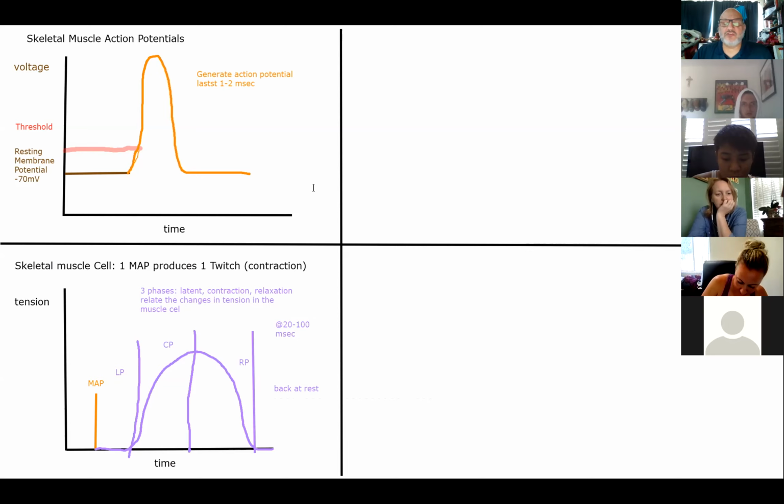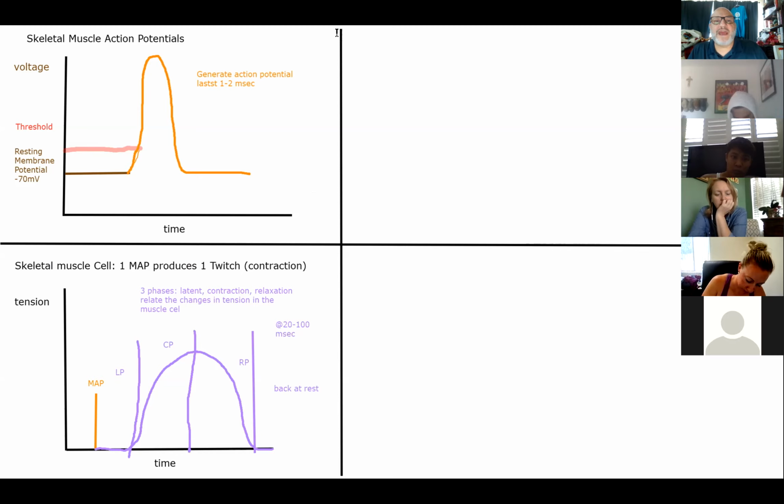There really is no new information here on the board. This is all stuff you should have learned in 430 and hopefully remember from 430. We talked about skeletal muscle a lot. We talked about its action potentials. We talked about its twitch. So really, there's no new information here. This is really here just as a reminder. So hopefully you remember this. And if not, well, then I guess it's a good thing we spent a little time going over it.